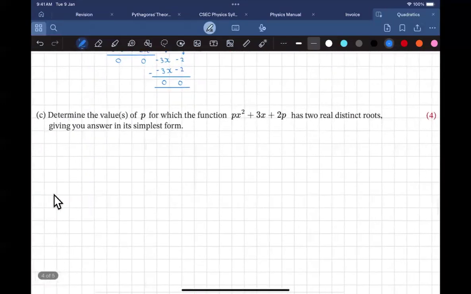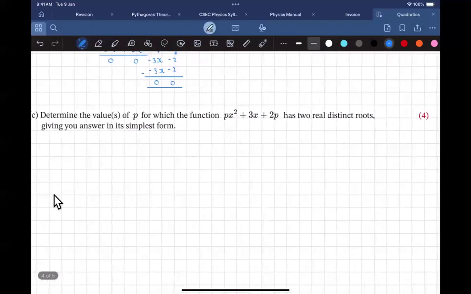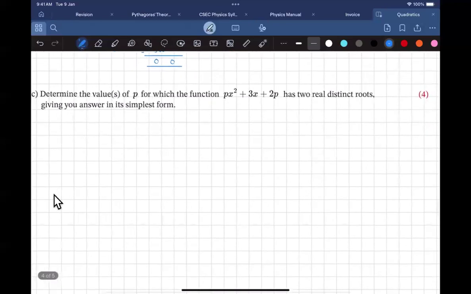Next question. This is a good question. Determine the values of p for which the function px squared plus 3x plus 2p has two real distinct roots, giving your answer in its simplest form. It's a little tricky question. We didn't do this material yet, but at least there's a way to recognize the case we're dealing with.